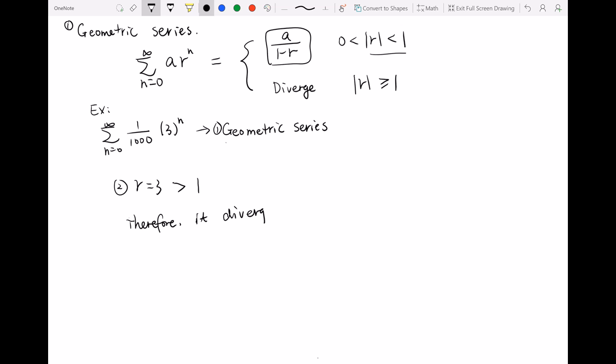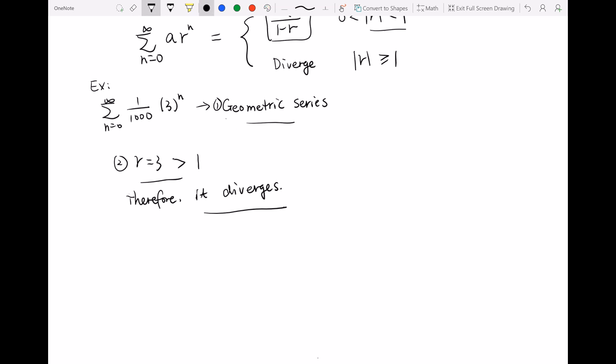In the test, if I give you a geometric series and ask if it diverges or converges, you just put first, it is a geometric series. Second, the ratio is bigger than 1, therefore it diverges. That'll be enough. Geometric series, ratio bigger than 1, it diverges. Okay. Then you got it.